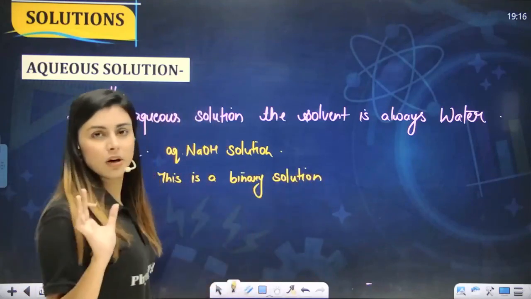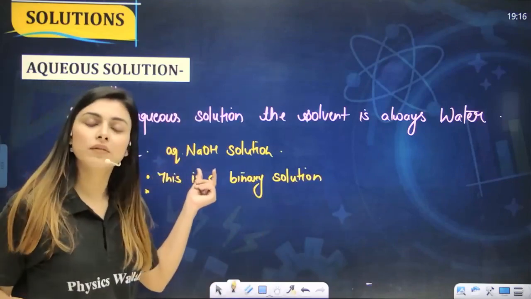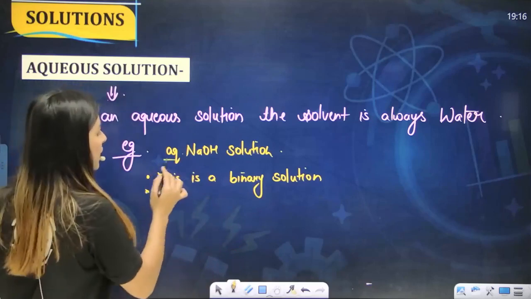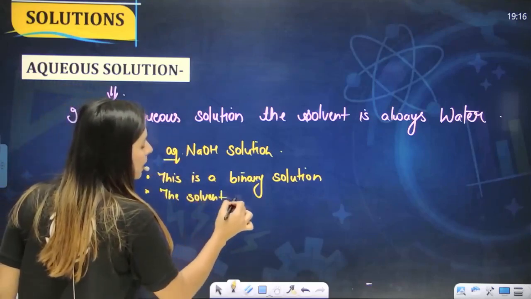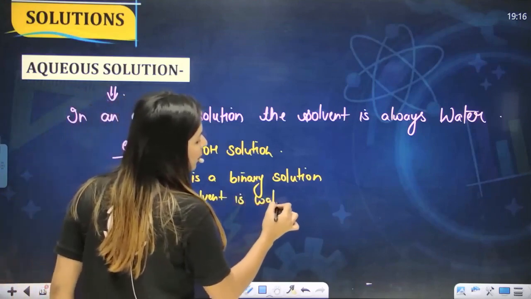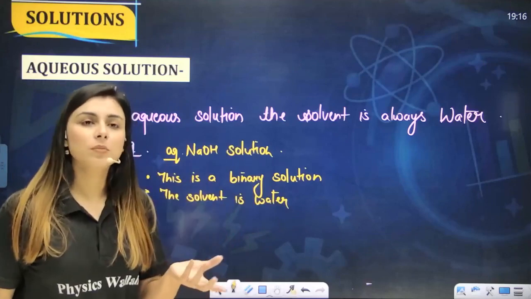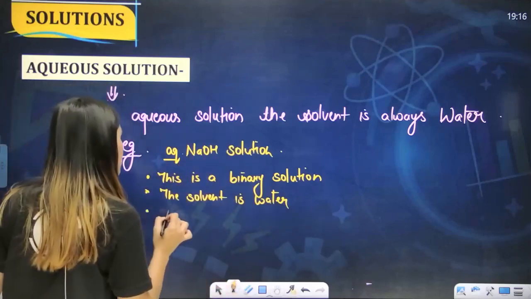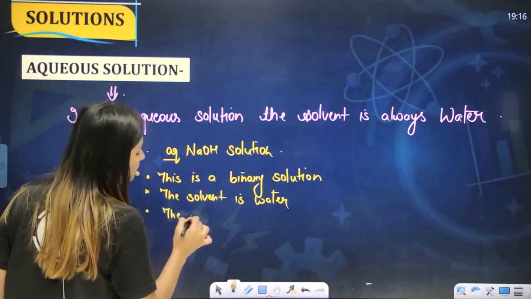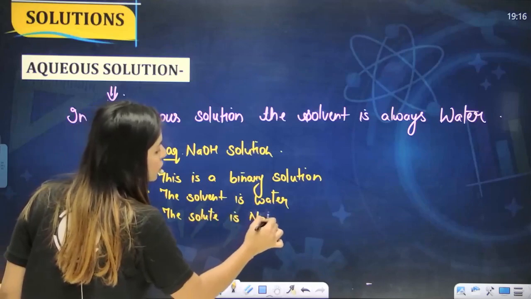First thing, I have understood this. The other thing that I can infer from here is that the solvent is water. Why? Because aqueous is written. So, the solvent is water. If the solvent is water and you have two components, then what will be the solute? NaOH. NaOH will be the solute. So, the other thing you can write is that the solute is NaOH.